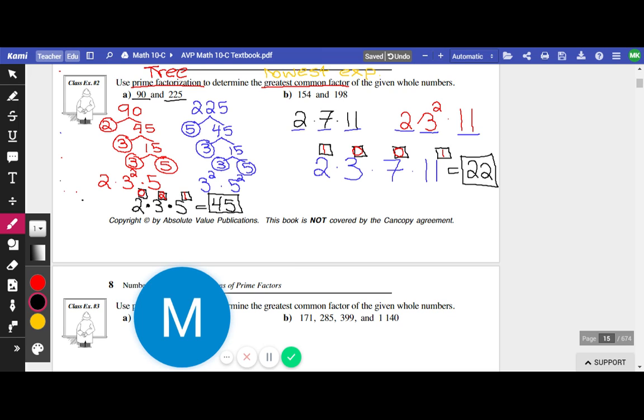This is a foolproof way, and it'll work for as big a question as you can get. So if you're using, I could ask you 10 numbers, they could be in the thousands. And all you'd have to do is make a tree for each number, break it down, choose the lowest exponent for each number that you used, and you would get the answer.